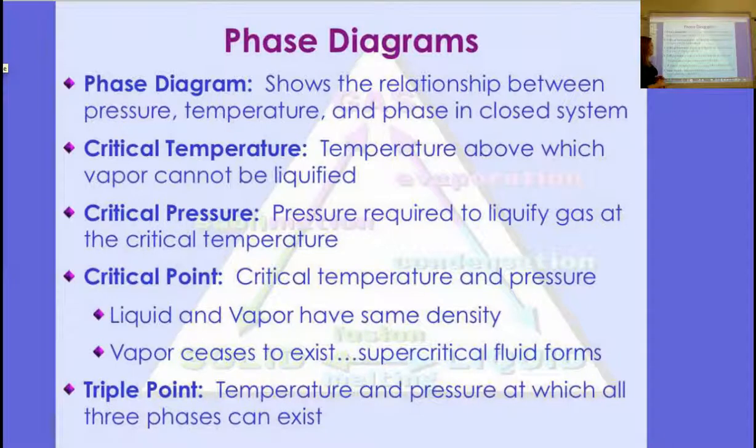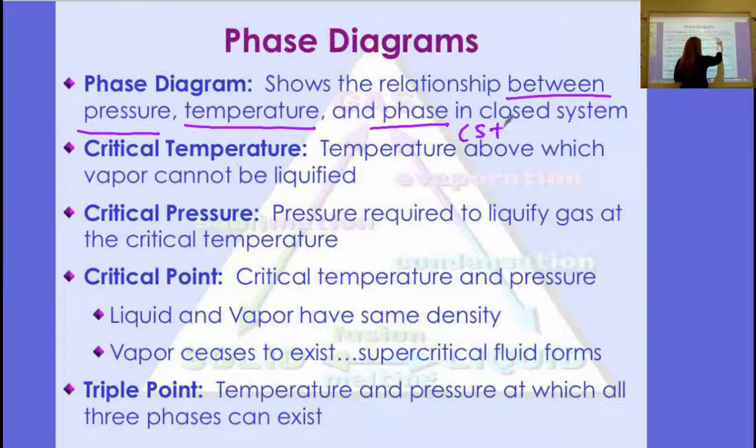Phase diagrams. Here's what we're going to be looking for. A phase diagram shows the relationship between pressure, temperature, and phase, or state, right, solid, liquid, or gas, in a closed system. You will be asked to label the critical temperature, which is the temperature above which you cannot be liquefied. The critical pressure, which is the pressure required to liquefy the gas at the critical temperature. We'll get into all this.